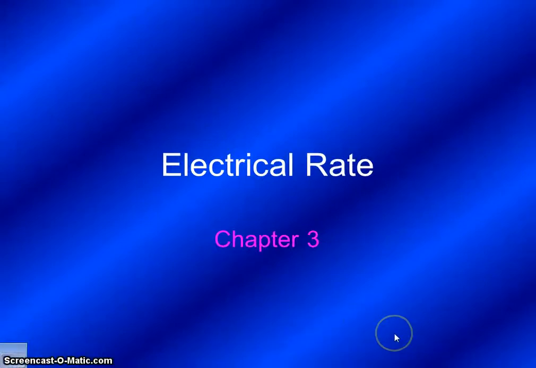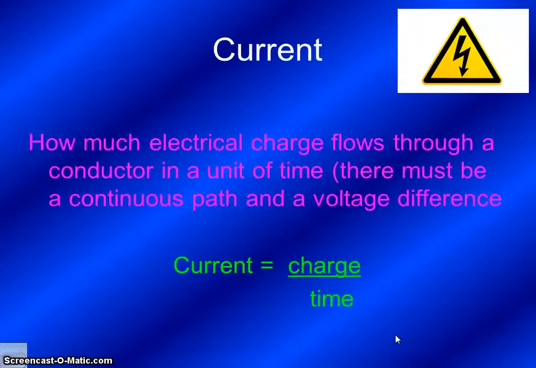Okay, we are in electrical rate. That is the third unit rate, the electrical system. We're going to talk about current. Current, remember, is the number of electrons that are flowing through a wire, and you must have a conductor, which means that the electrons can flow through it. You must have a continuous path, and you must have a voltage difference.